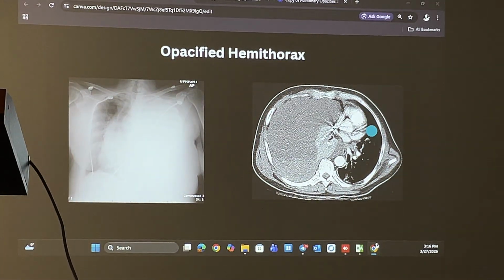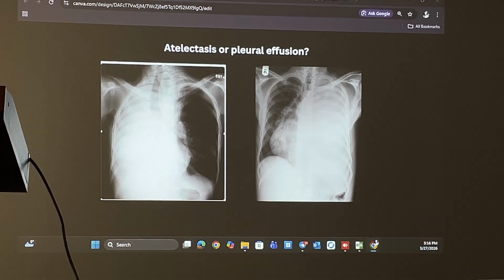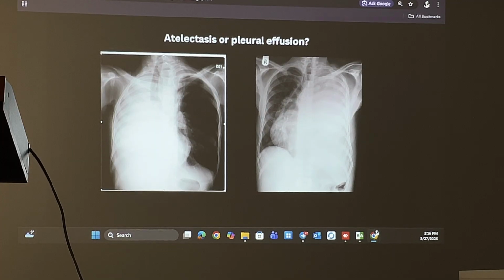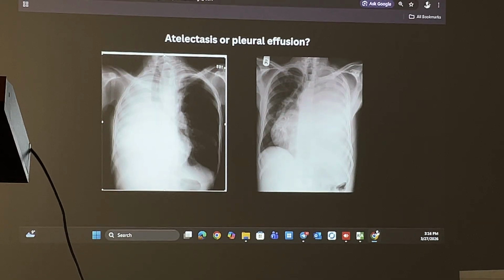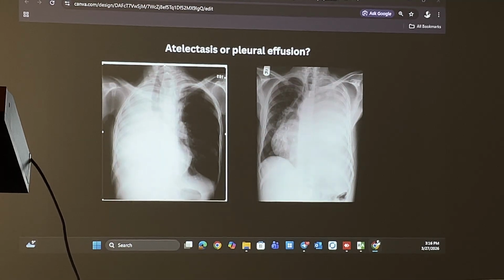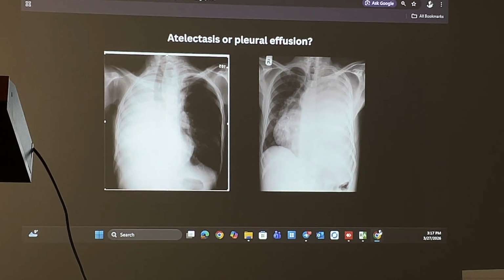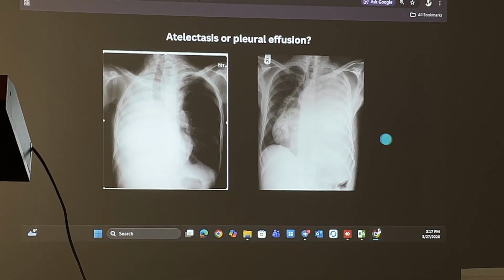Tell me which one is atelectasis, which one is pleural effusion. This is left side, this is right side. The left side will be atelectasis. Why? Because the heart is shifted there. Shifted toward the opacification or contralateral? Contra. So that is pleural effusion, and the first one on the right is atelectasis. Okay.